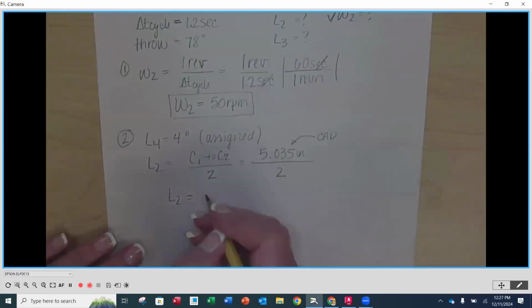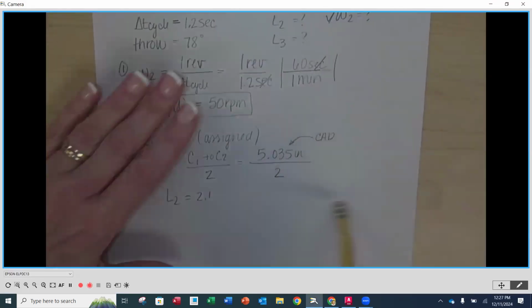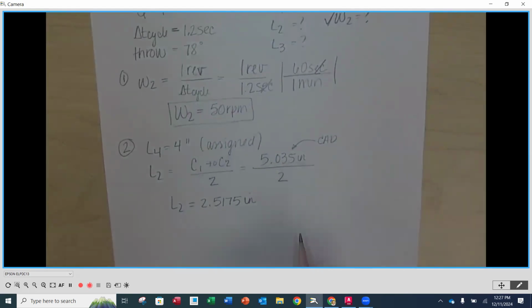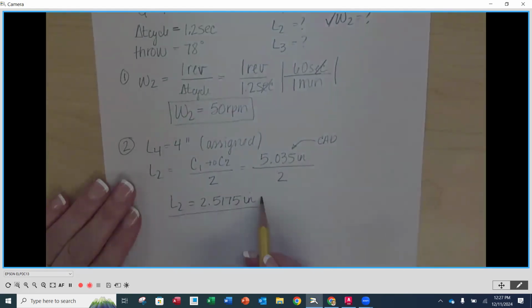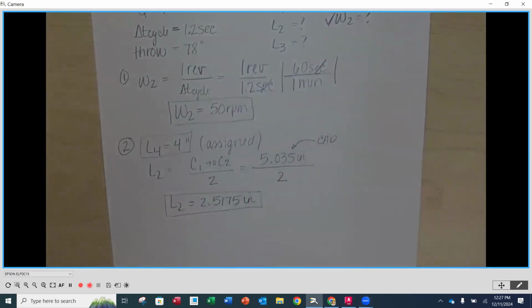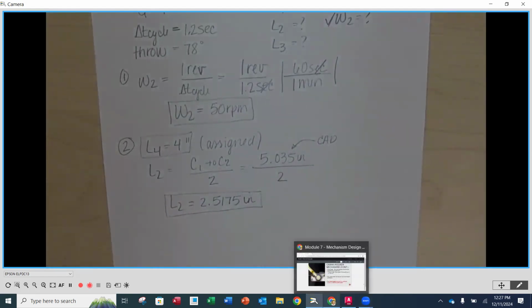2.5175. That's what I got too. 2.5, sorry, 175. And that's going to be inches. Okay. So we're going to put a box around this one, box around that one. Okay. And now I'm going to go back to CAD.